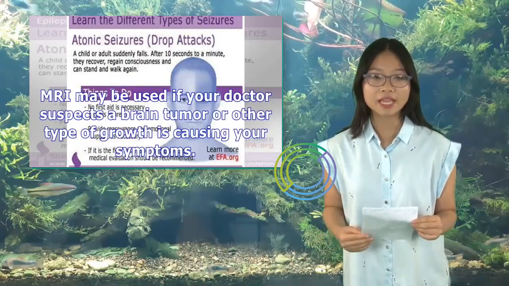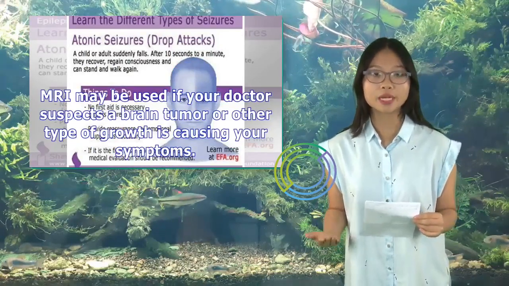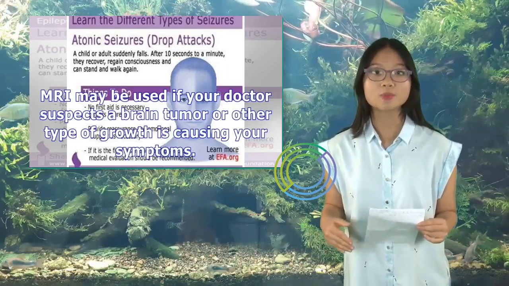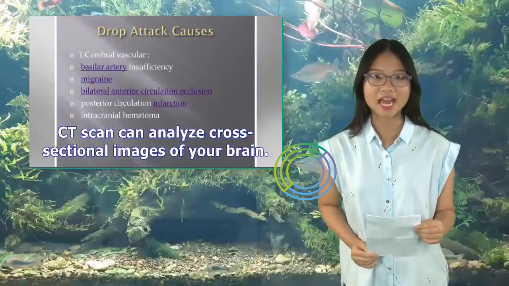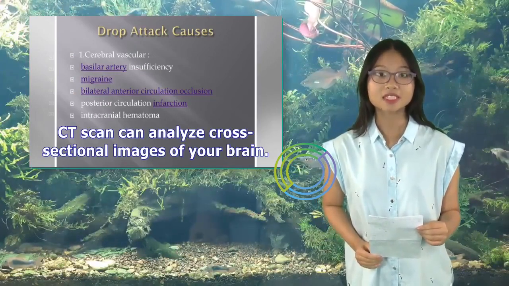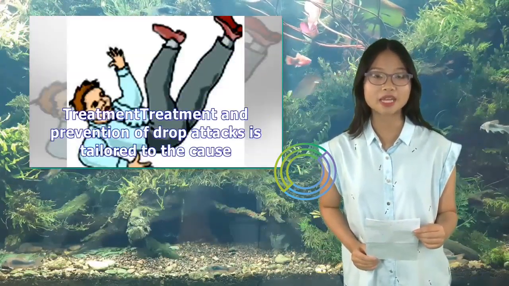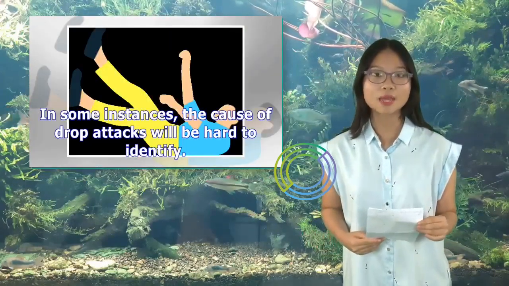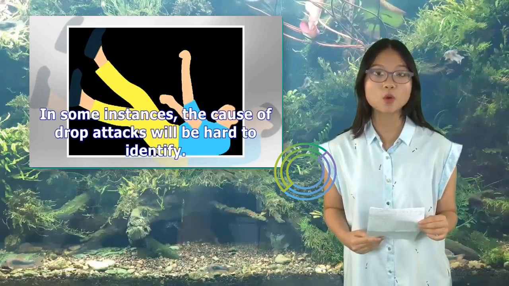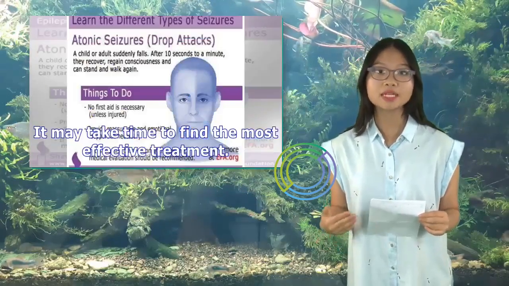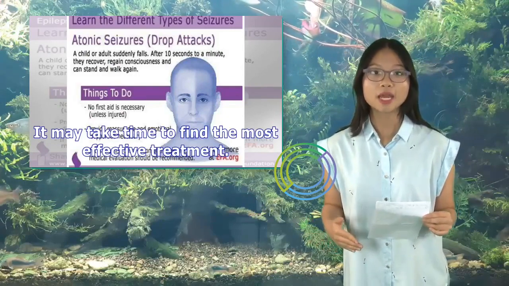MRI may be used if your doctor suspects a brain tumor or other type of growth is causing your symptoms. CT scan can analyze cross-sectional images of your brain. Treatment and prevention of drop attacks is tailored to the cause. In some instances, the cause of drop attacks will be hard to identify. It may take time to find the most effective treatment.